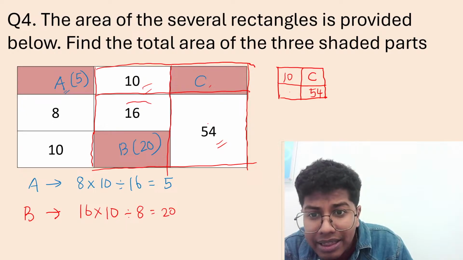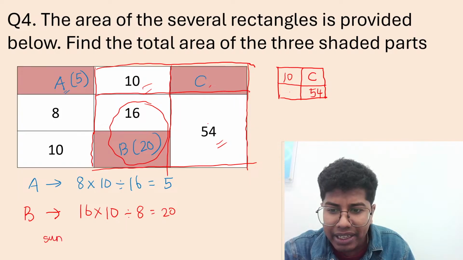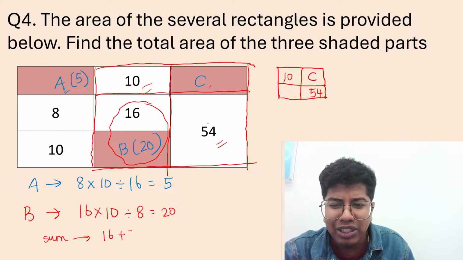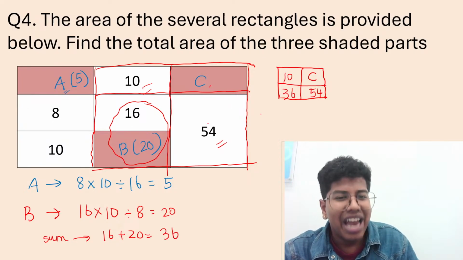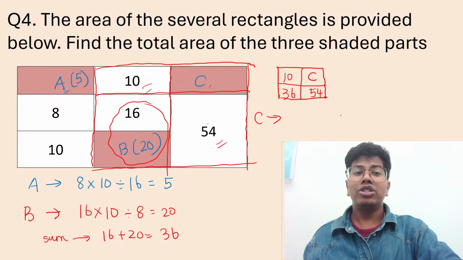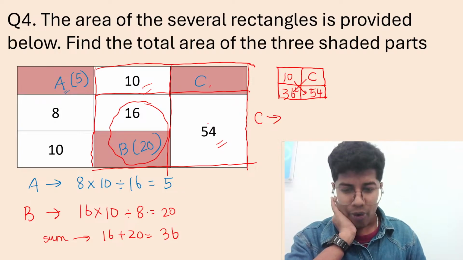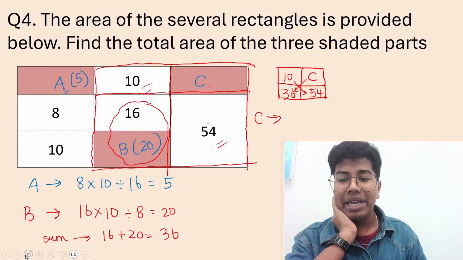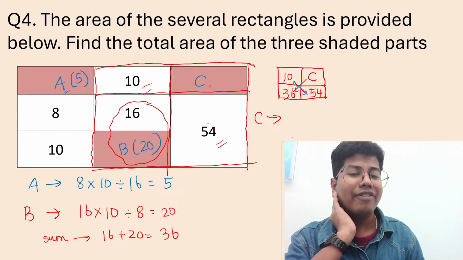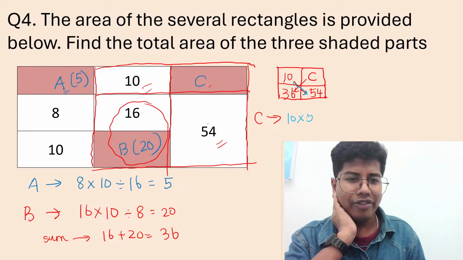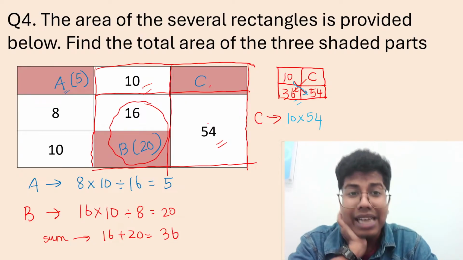The question is how to find out this part. Oh, this is a sum of these 2 areas. So I can find the sum, which is 16 plus 20, which is 36. So this area is nothing but 36. Now how to find the value of C is the question. In order to find the value of C, cross. Remember, cross. The only 2 values we know are 10 and 54. So it's 10 times 54, which can be divided by 36.